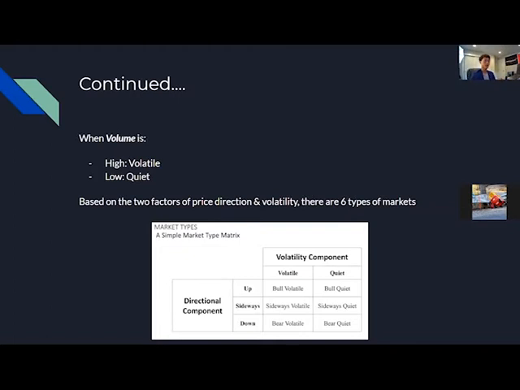If you do the math, there are 3 different directional components, while there are only 2 for volatility. Based off of that, there are about 6 different market climates specifically. As we can list off here, there's the bull volatile market, the bull quiet, the sideways volatile, the sideways quiet, bear volatile, and bear quiet.